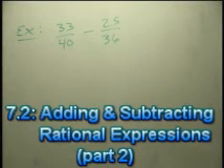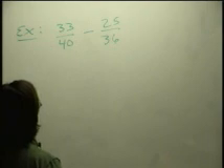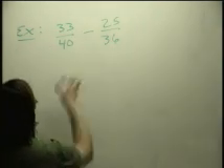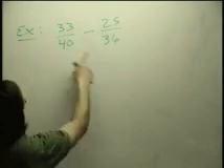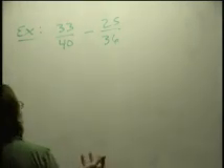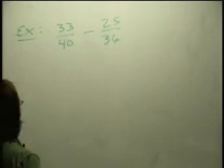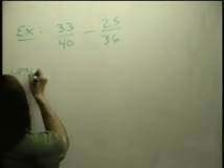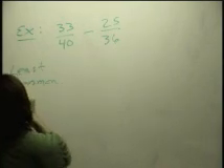So now that we know how to add and subtract rational expressions with the same denominator, let's talk about how to do that when our denominators are different. And again, we'll start by looking at what we do with regular old fractions. If I have 33 over 40 minus 25 over 36, I can't subtract them right away because the denominators are different. So I have to find the least common denominator.